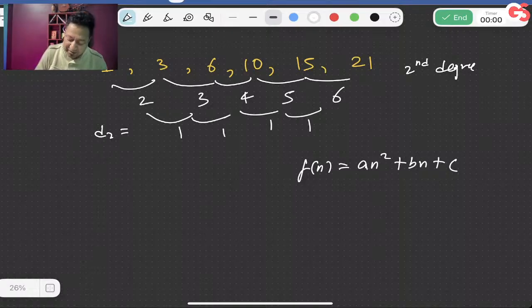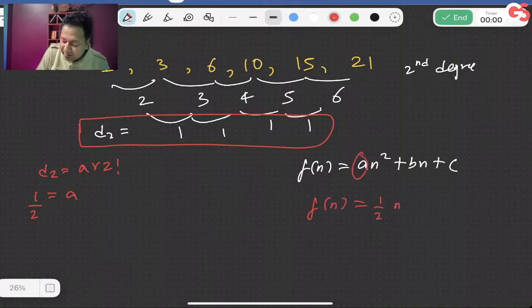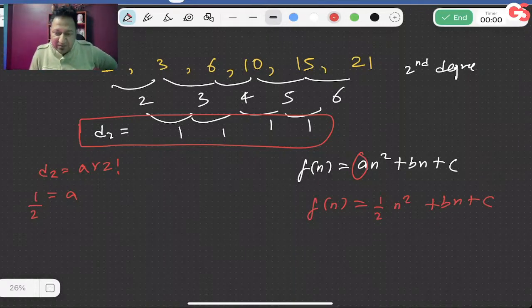Okay, Deepak. Okay. So now we have established one thing, that this will always be a multiple of a. कौन सा multiple of a? d2 should be a times factorial 2, but here d2 is 1. That means a is 1 by 2. तो इसका मतलब ये a 1 by 2 है. तो fn जो है वो 1 by 2 n square plus bn plus c है. वाह, मजा ही आ गया देख के, है ना? a is 1 by 2, Deepak. Okay, a is not 1. A will always be factorial 2th multiple of d2.